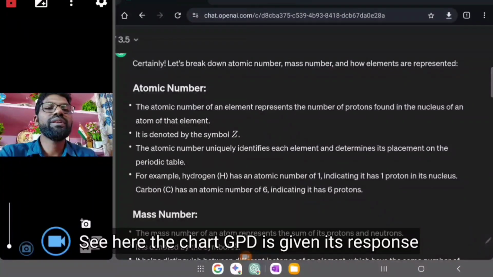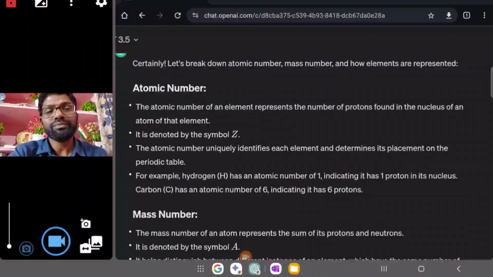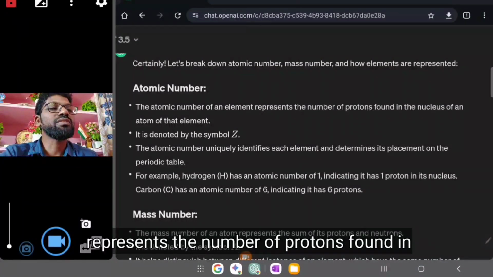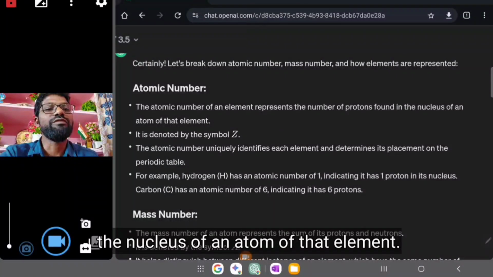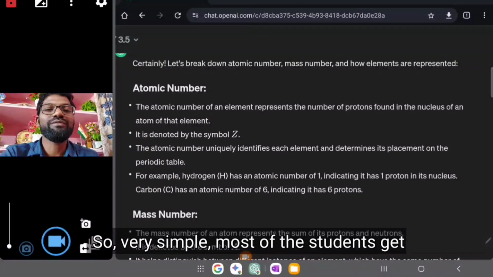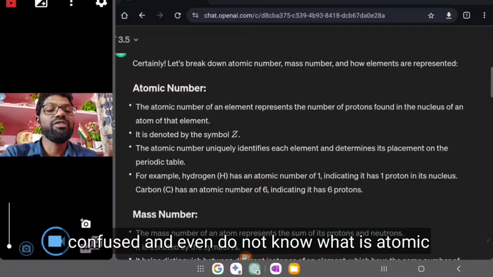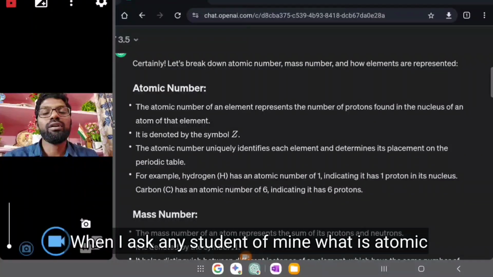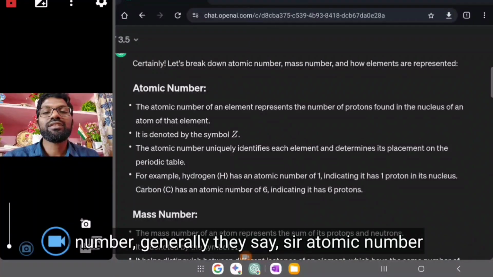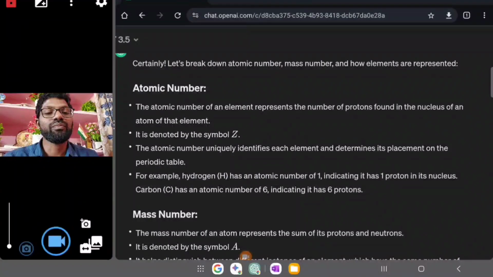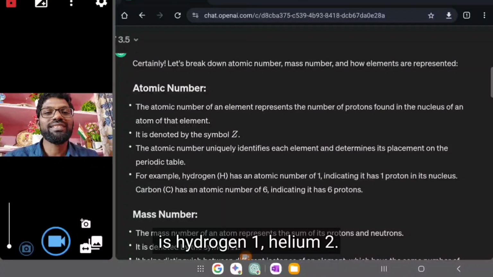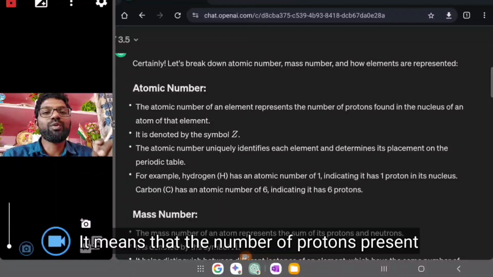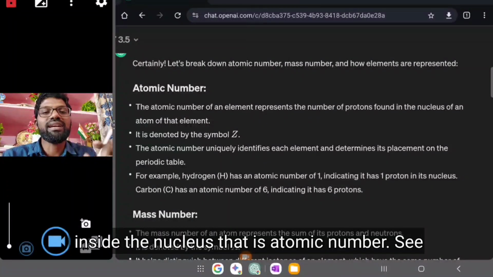See here, ChatGPT has given its response in a very nice manner. The atomic number of an element represents the number of protons found in the nucleus of an atom of that element. So very simple. Most of the students get confused and don't even know what atomic number is. When I ask any student of mine what atomic number is, generally they say, sir, atomic number is hydrogen 1, helium 2. What does it mean? It means the number of protons present inside the nucleus, that is the atomic number.